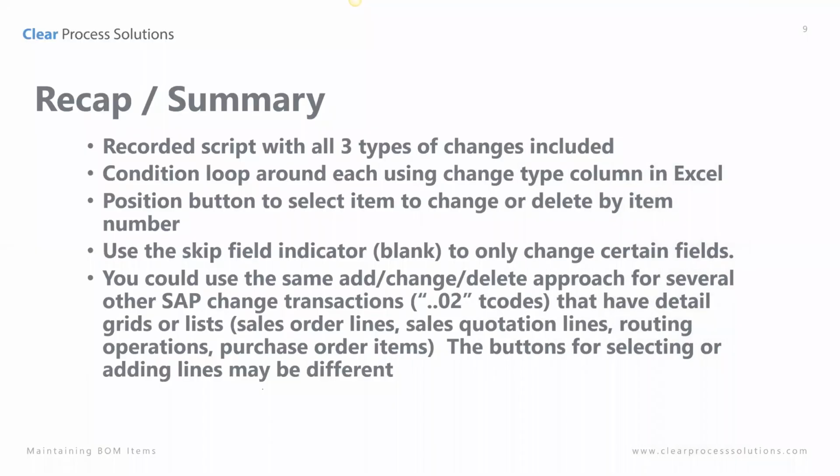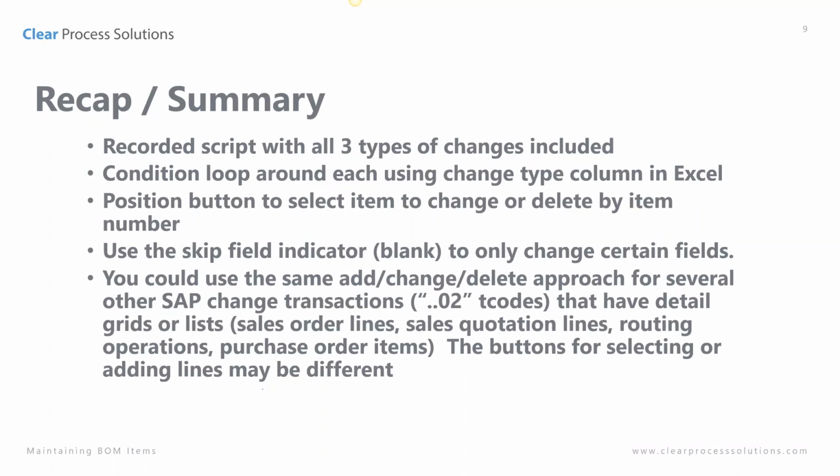Just to summarize, we recorded a script with those three changes: delete, add, or change. We put a condition loop around each one tied to the Excel column that told you which one it was. We used the position button to make sure that for the change or delete, the line we want to affect is on the top row of the table. We used the skip field indicator for fields that we didn't want to touch.